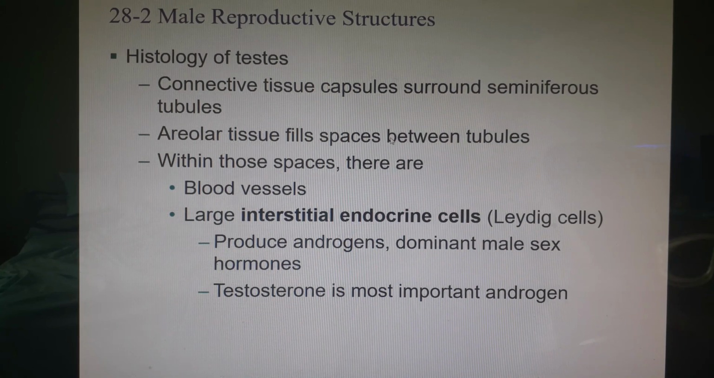Histology of the testes. So, connective tissue capsules surround the tubules. We have areolar tissue between the tubules.